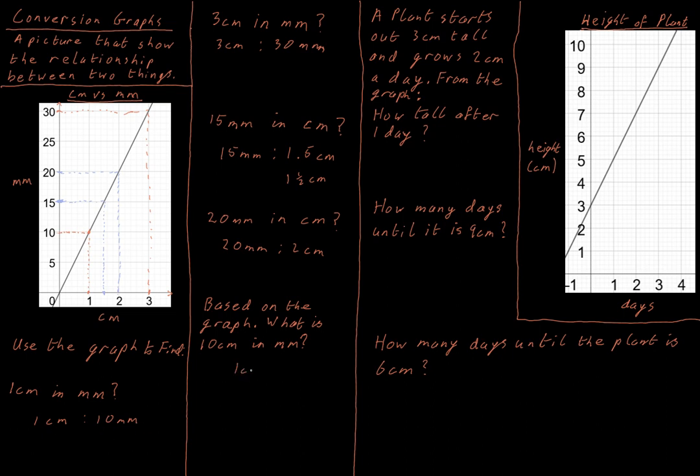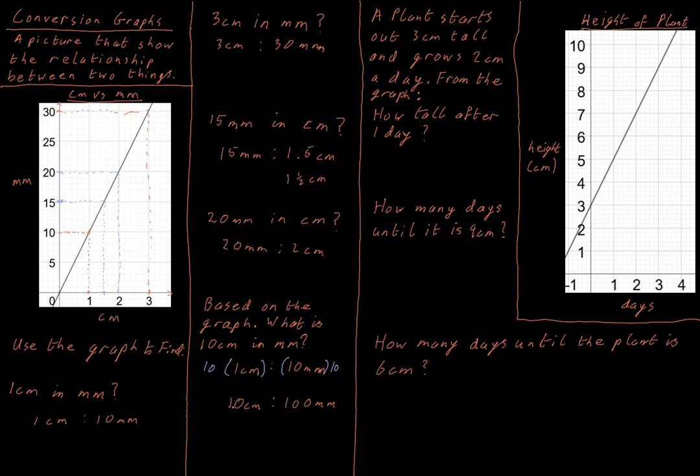So I can simplify my ratio to 1 centimeter is 10 millimeters. I got this from my graph, and now I want to know what 10 centimeters is. So I multiply both sides by 10. If I make my centimeters 10 times bigger, I'll have 10 centimeters, and then I need to make my millimeters 10 times bigger as well. So I end up with 100 millimeters.